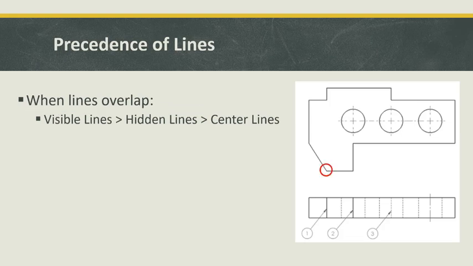A visible line is overlapping with a hidden line in the number 1 location. In the number 2 location, a visible line is overlapping with a center line. A center line is overlapping with a hidden line in the location number 3.